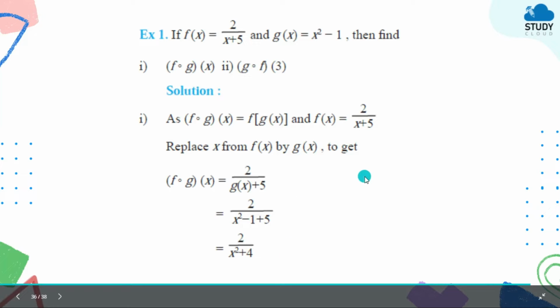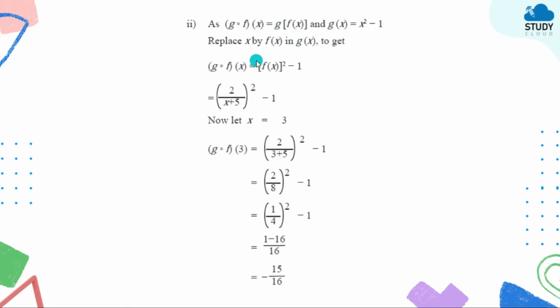Let us see the next one now. Next is (g o f)(x). So keep g as it is. In that function g, wherever you have x, we will use f(x). What is g(x)? g(x) is x square minus 1. In place of x, put f(x). So (g o f)(x) is f(x) square minus 1. What is f(x)? 2 upon x plus 5. So 2 upon x plus 5, the whole square, minus 1.